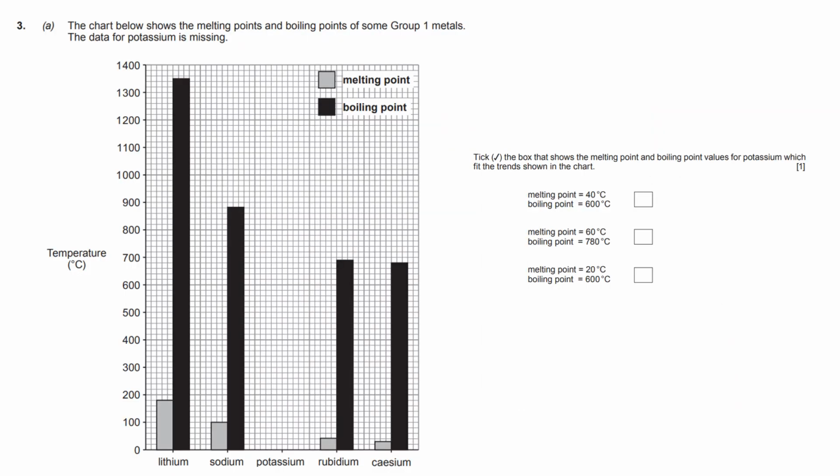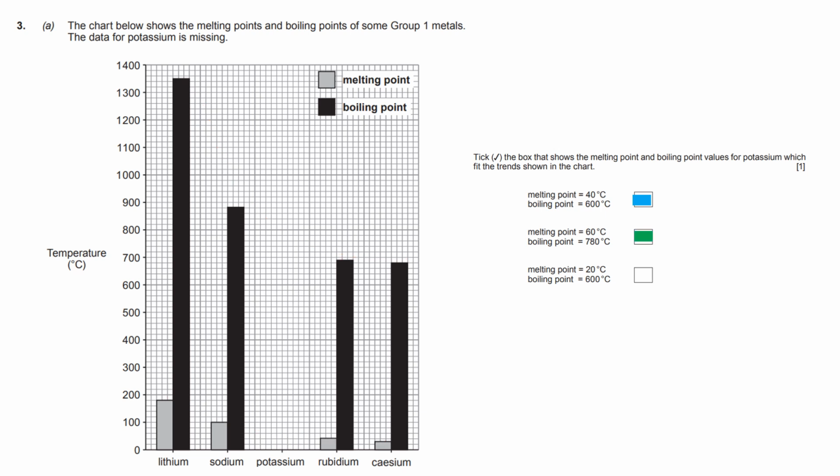The chart below shows the melting points and boiling points of some group 1 metals. The data for potassium is missing. Tick the box that shows the melting point and boiling point values for potassium, which fit the trends shown in the chart. So let's look at the first one. When the melting point is at 40 degrees, it's very close to the line of best fit, but not quite close enough. When the boiling point is 600 degrees, this is very far off the line of best fit, so we think this one might not be the answer.